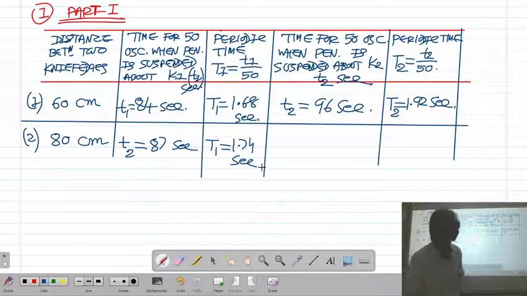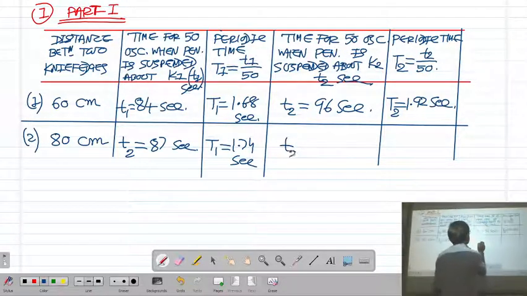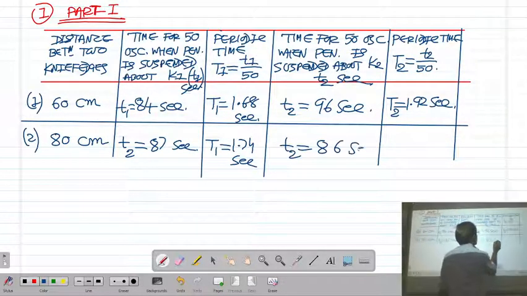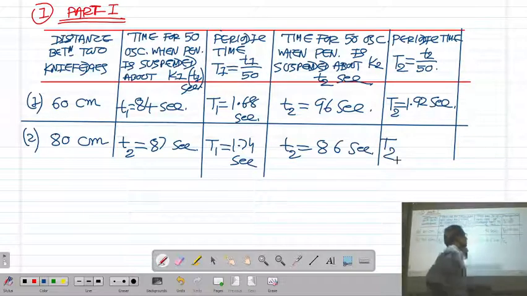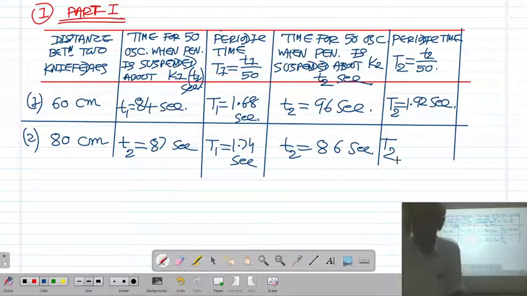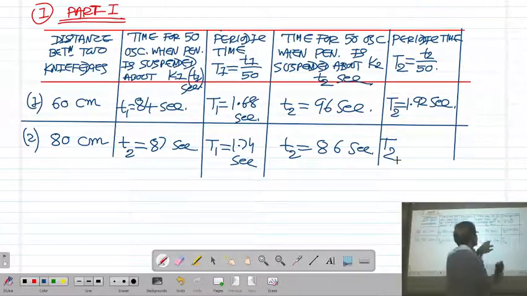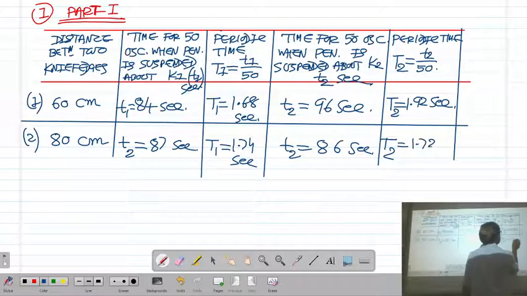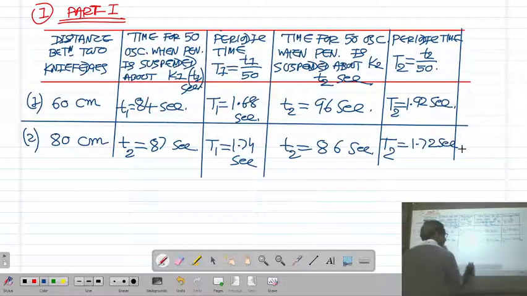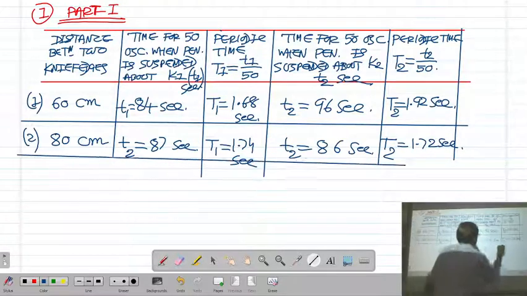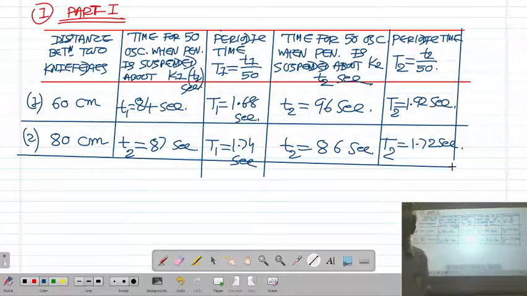Suppose that time is 86 seconds. So about knife edge K2, the time for 50 oscillations is 86 seconds. So periodic time will be 86 upon 50, that is 1.72 seconds. So in this way, we can take the observations.